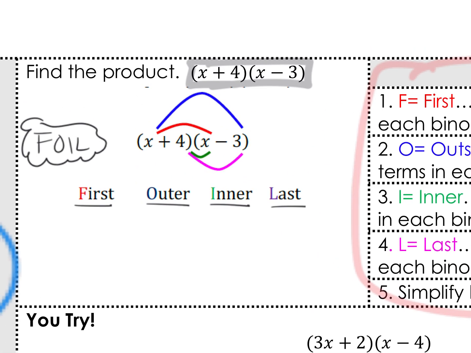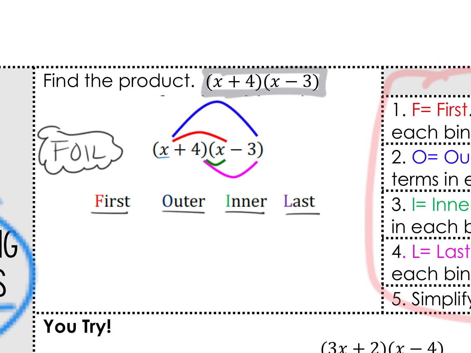So if I do the first 2 terms, that's going to be x times x. That'll give me x squared. And actually, let me put it down here. So the first 2 terms would be x times x, or x squared. The outer terms are going to be the 2 on the outside, so it would be x and negative 3, almost like they're bookends. So x times negative 3 is going to give me negative 3x.